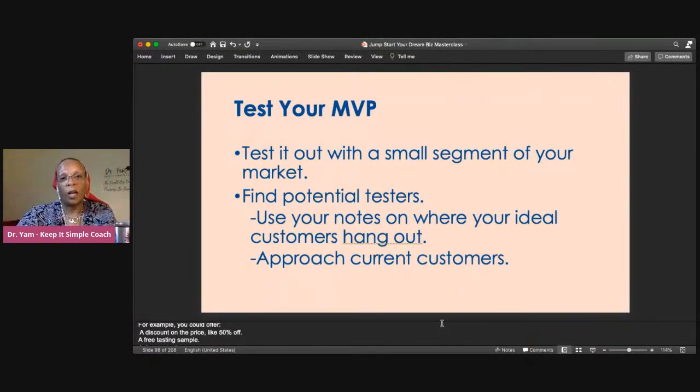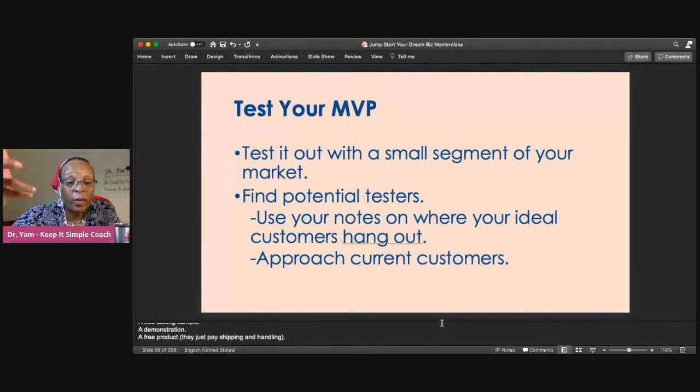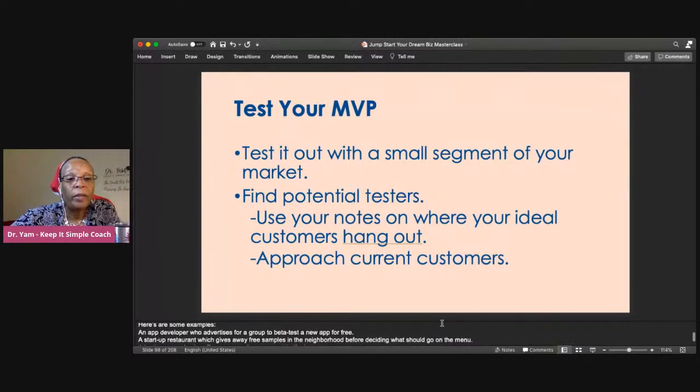Now, you could do this a couple of ways. You could discount the price, maybe like 50% off. Again, it's a trial. You're trying to take it out for a test drive. You may just give tasting samples for those of you who are going into some type of food ministries or food endeavors. You may just do demonstrations if it's skincare, or demonstrating how a product actually works and getting feedback from people. And then just free products. You may have some samples and send them out so that people can use it and give you the feedback.